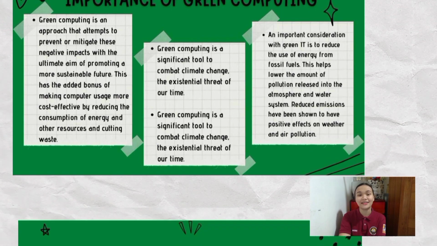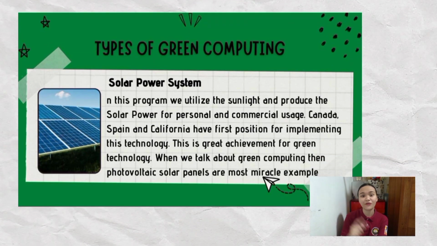So next one is the types of green computing. The first one is the solar power system. So what is the solar power system? It is one of the most prominent and widely adopted green computing solutions. It harnesses energy from the sun through photovoltaic panels, which convert sunlight into electricity. So in short, it converts energy from the sun into electricity.